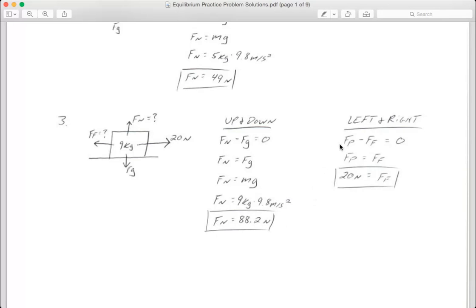Now when I go to the left and right, my right arrow is positive, which is my force of push or pull or whatever you want to call it, minus my left arrow, which is friction. Those add up to be 0. My right stuff equals my left stuff. And I know that the force of push is 20 newtons. It was given in the problem, and it's in the picture. So I can just plug in 20 newtons for force of push. So that must be what friction is.